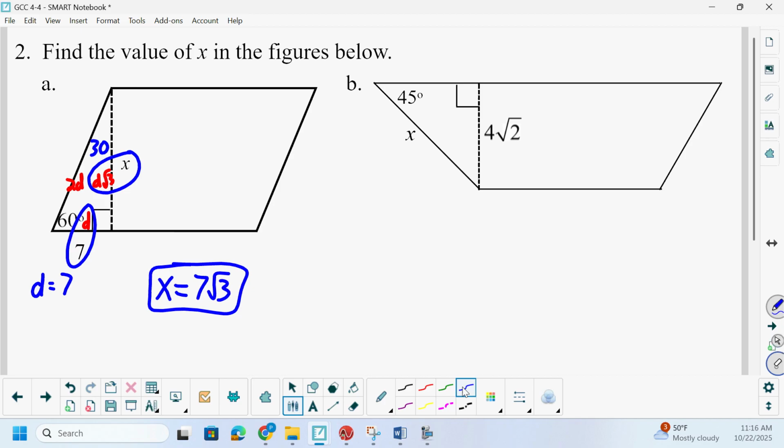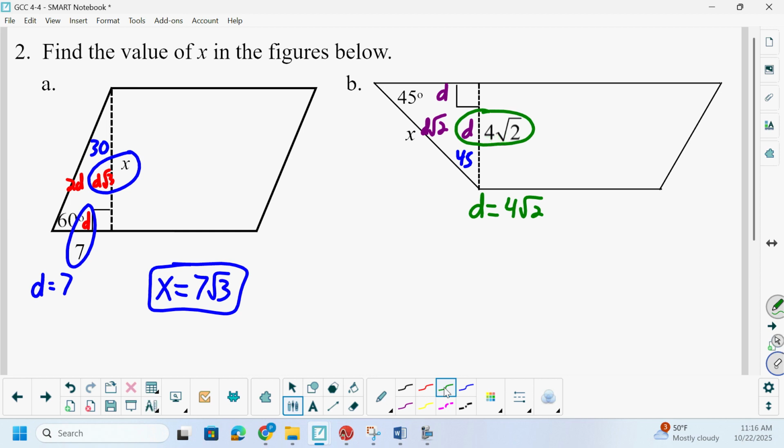In question B, notice we have a 45 and we have a 90. So the other angle must be 45. Once we've got our angles labeled, step 1, label your d's. Across from each 45 is a d, and across from the 90 is d square root of 2. Step 2, find the side that has a number, and we're going to set up an equation. So d equals 4 square root of 2. No solving needed in this case.